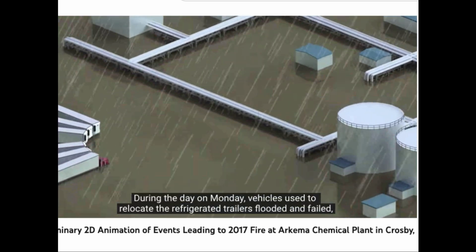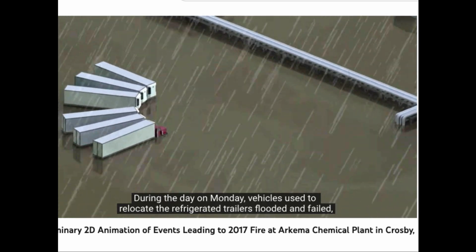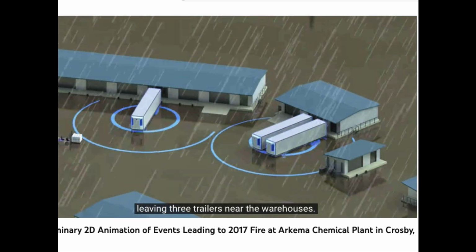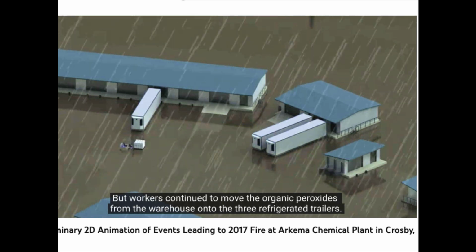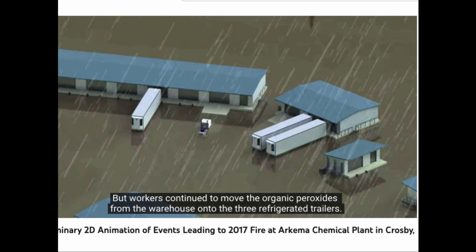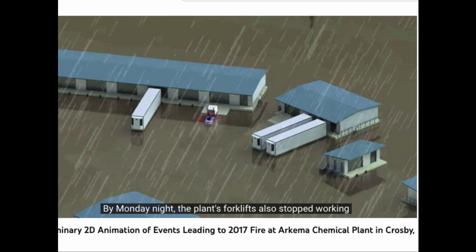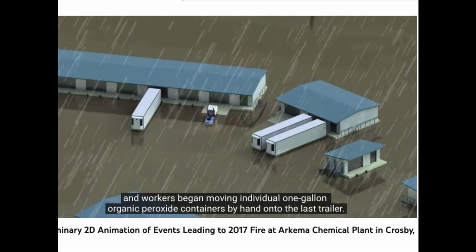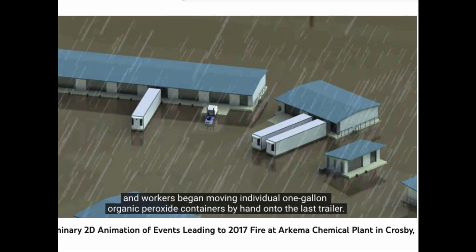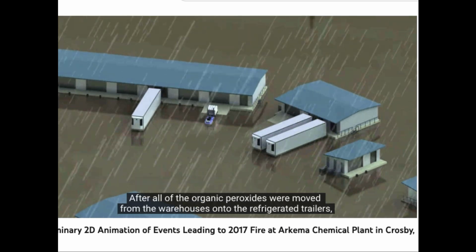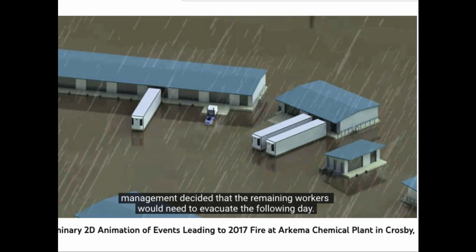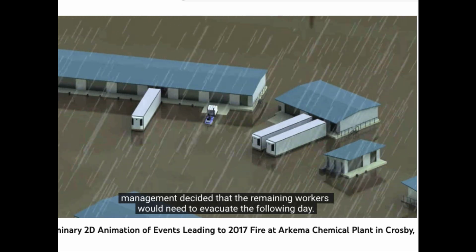During the day on Monday, vehicles used to relocate the refrigerated trailers flooded and failed, leaving 3 trailers near the warehouses. But workers continued to move the organic peroxides from the warehouse onto the 3 refrigerated trailers. By Monday night, the plant's forklifts also stopped working, and workers began moving individual 1-gallon organic peroxide containers by hand onto the last trailer. After all of the organic peroxides were moved from the warehouses onto the refrigerated trailers, management decided that the remaining workers would need to evacuate the following day.